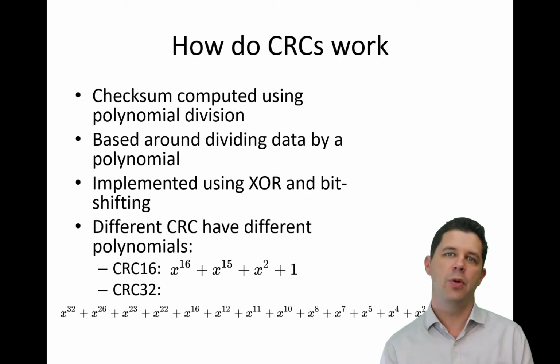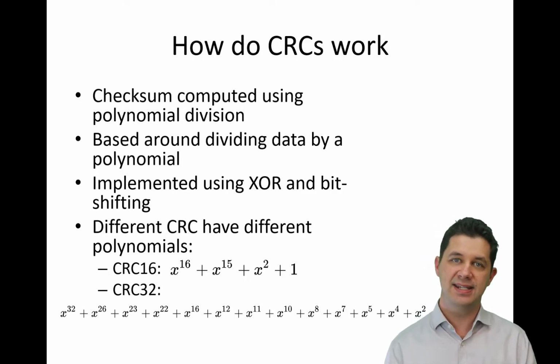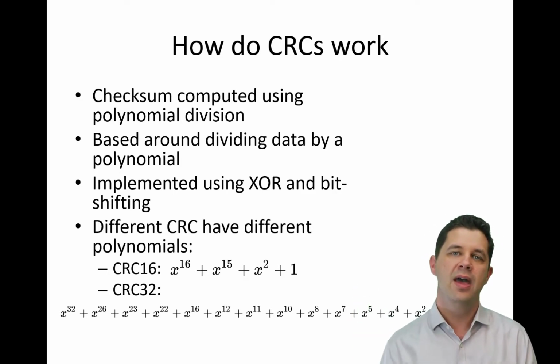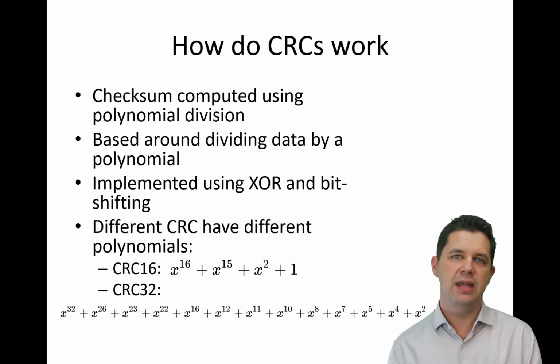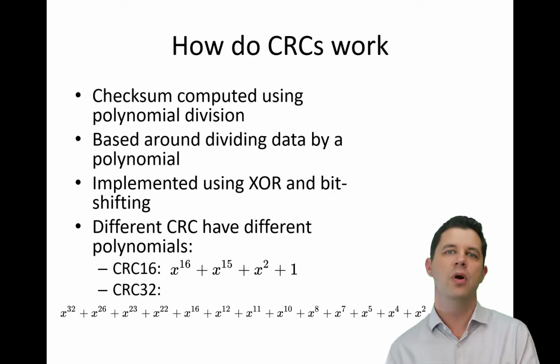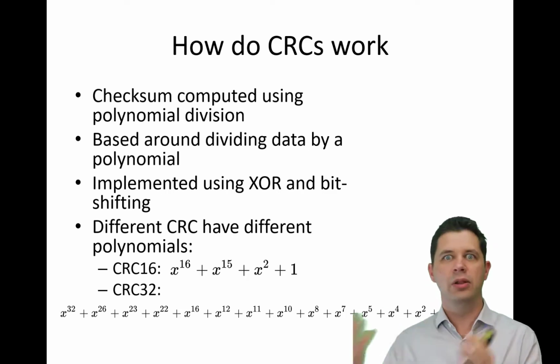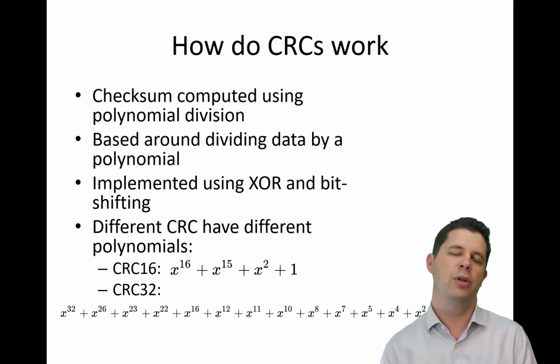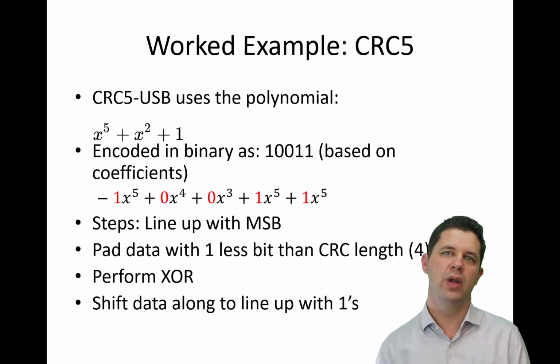Now we've got a number of different polynomials. For example, CRC 16, the standard one we've got there, x to the power of 16 plus x to the power of 15 plus x to the power of 2 plus 1, for example. CRC 32 is a whole lot longer, a whole lot more terms in our polynomial that we have there. So we need to choose which polynomial we're going to use.